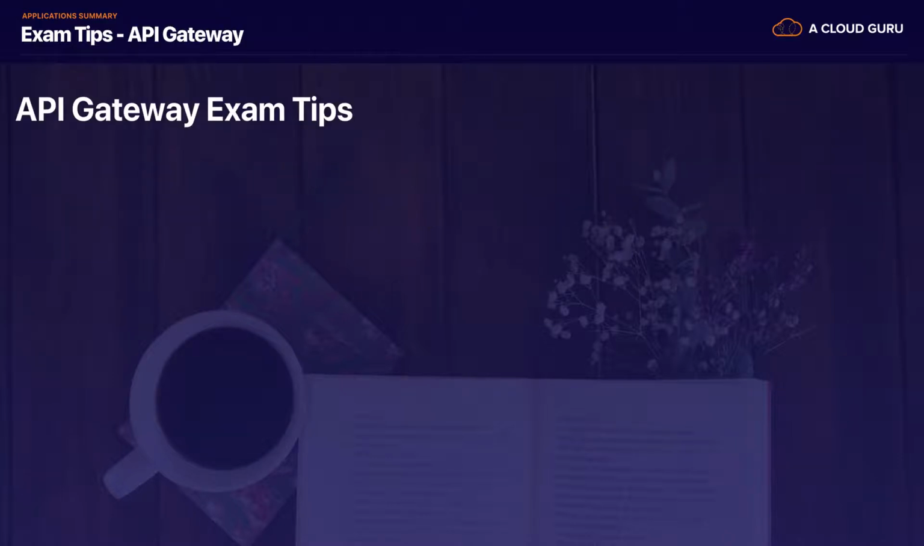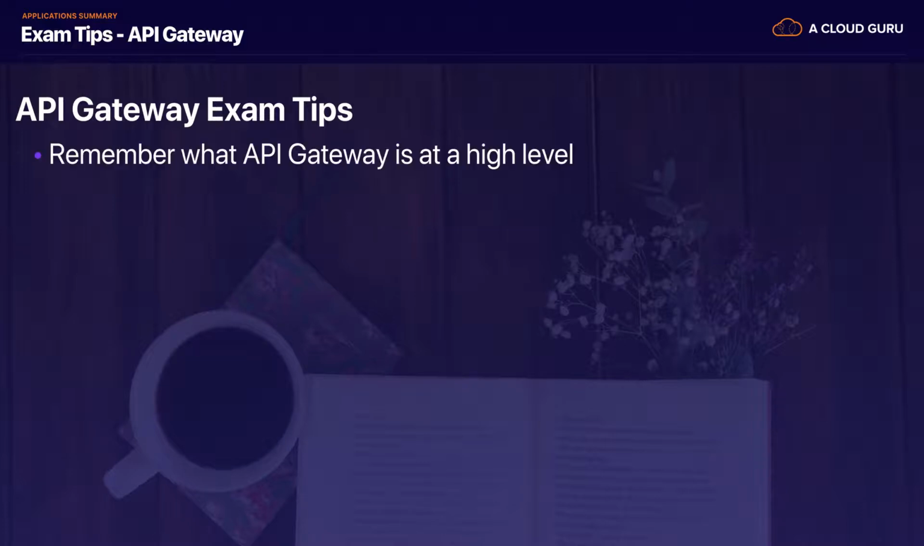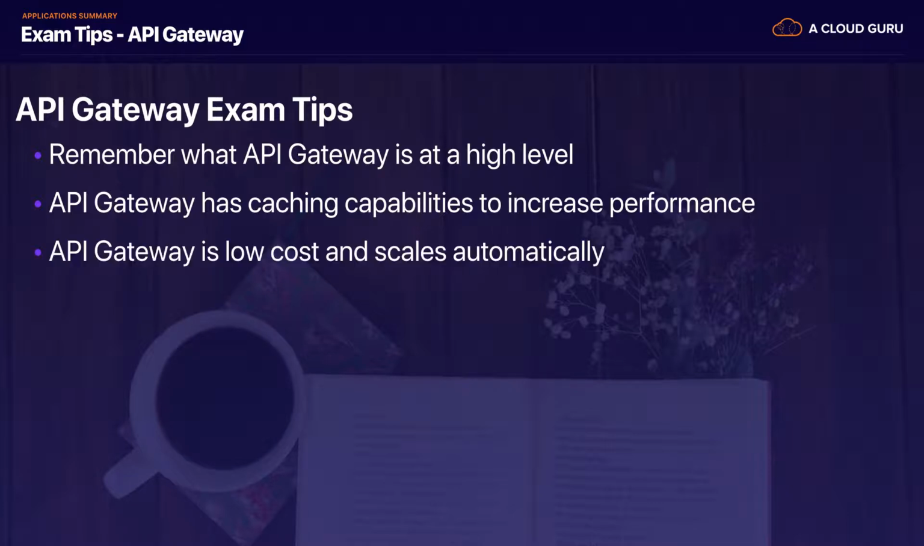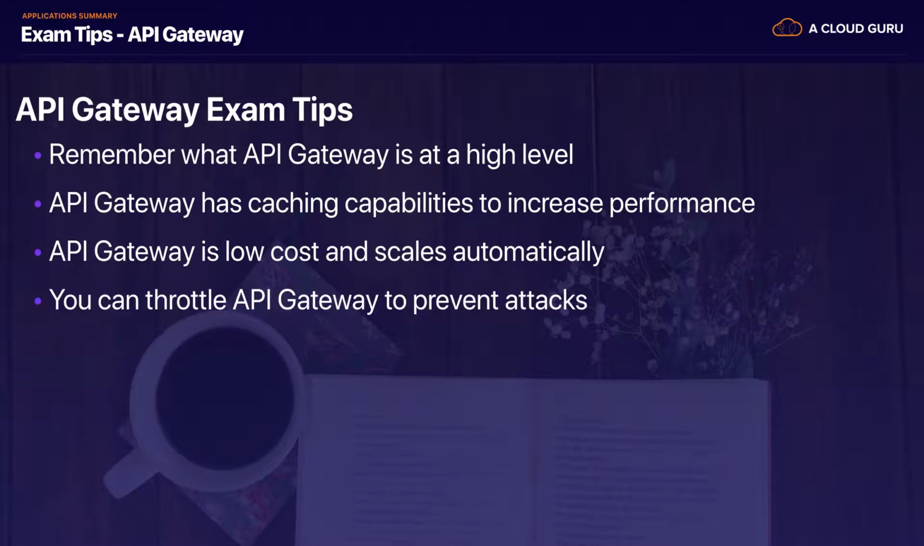Then API Gateway, I appreciate that this was quite high level. We are going to get our hands dirty with API Gateway in the next section of the course. API Gateway is definitely worth 5 or 10 marks. So just remember what it is at a high level. It's basically a gateway into your AWS resources, your AWS infrastructure. It has caching capabilities to increase performance. It's low cost and scales automatically.